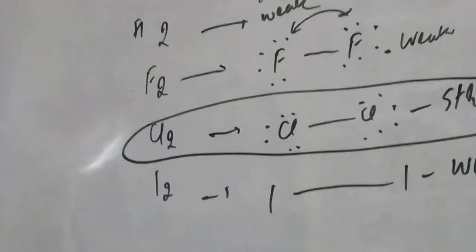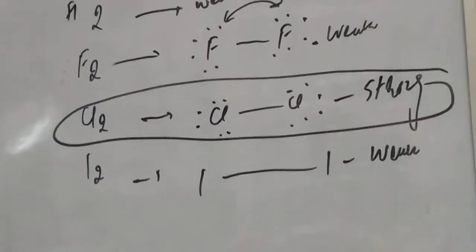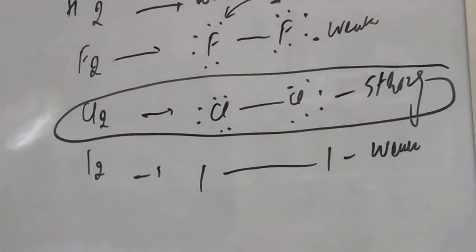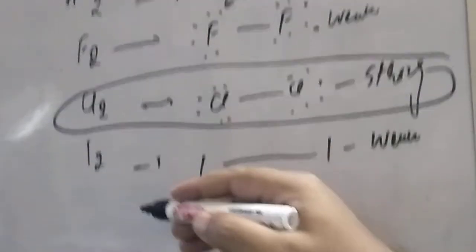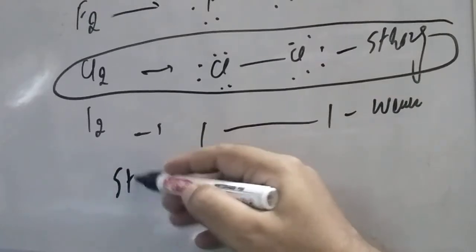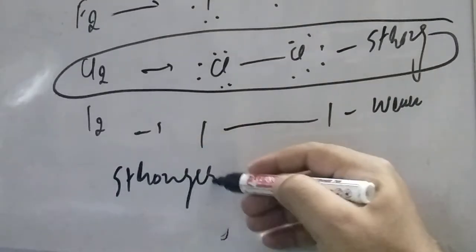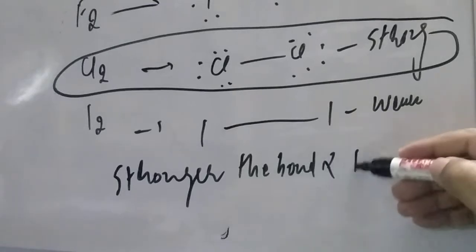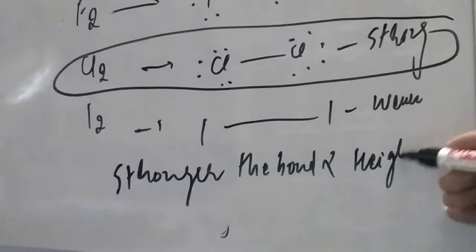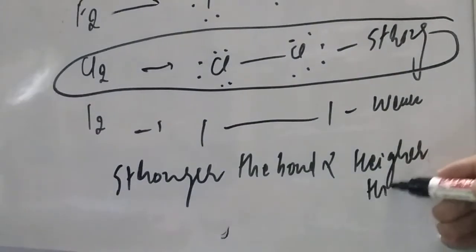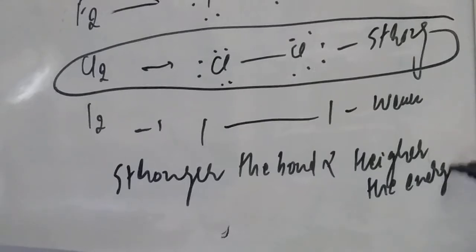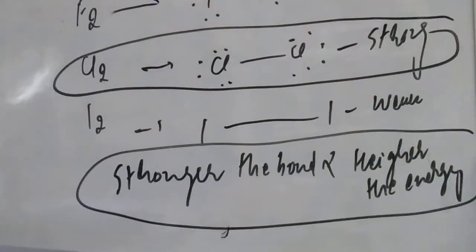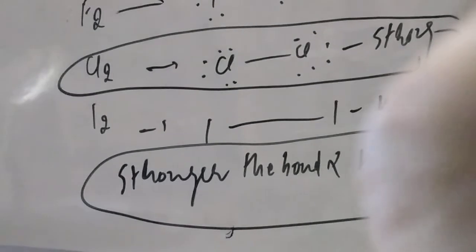If the bond is strong, student, then the bond enthalpy is also high. So you can write here, stronger the bond, higher the energy. Okay, higher the energy, stronger the bond. This is the concept: stronger the bond, higher the energy. Now let us move to another problem, student.